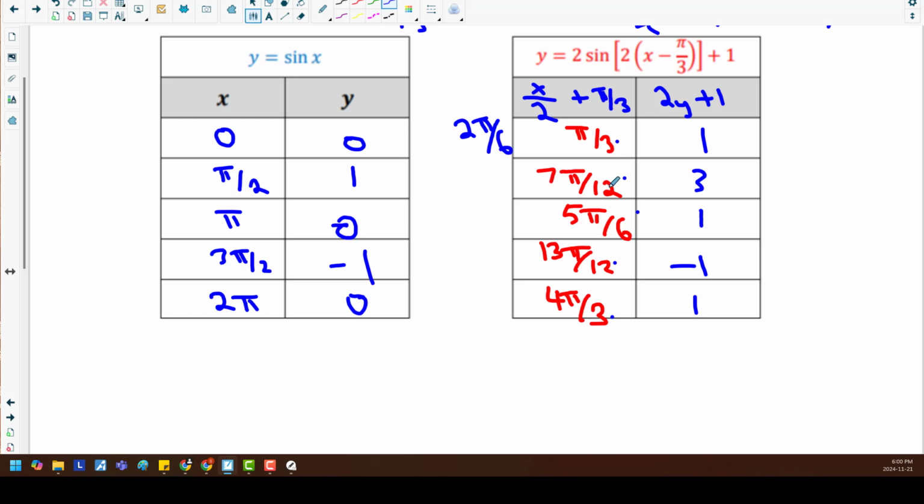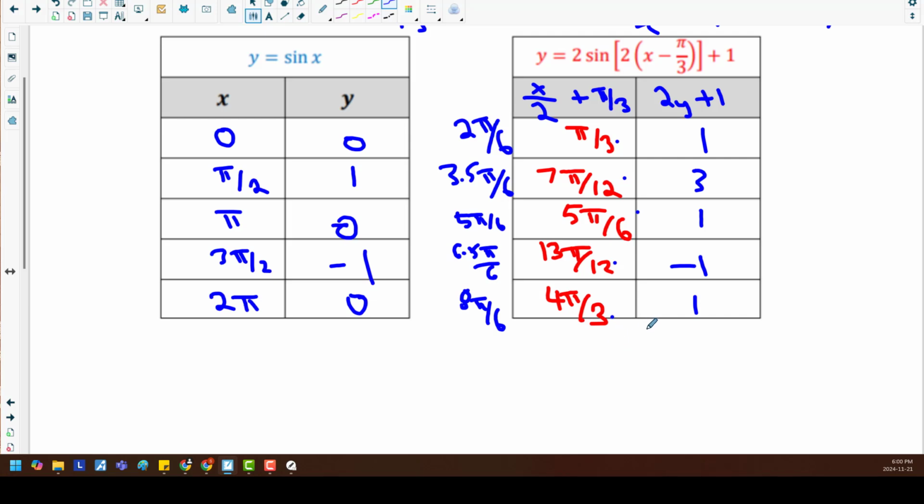This is over 12, so we actually have to divide both the top and bottom by 2. So that's going to be 3.5 over 6. This is already over 6, so we don't have to do anything. 13 divided by 2 is 6.5 pi over 6. And this we multiply, so 8 pi over 6.